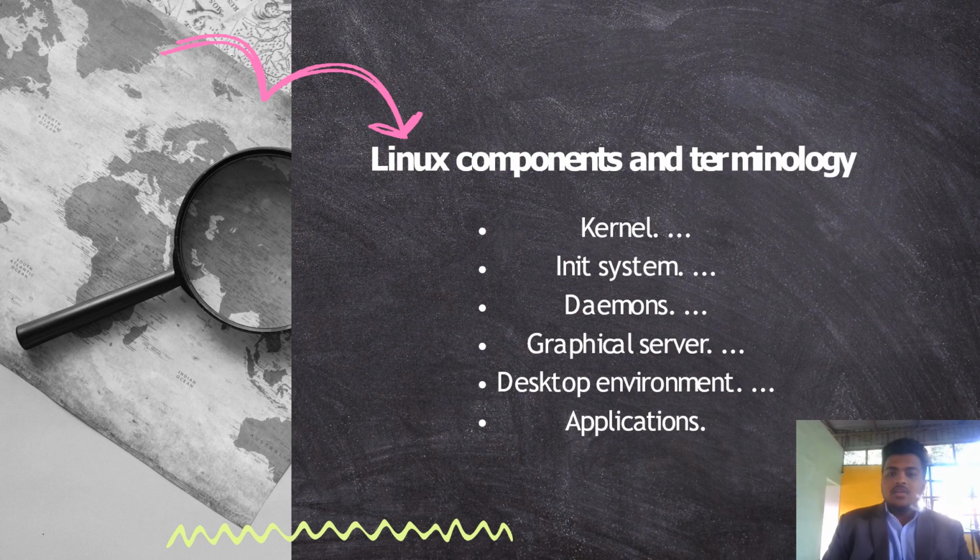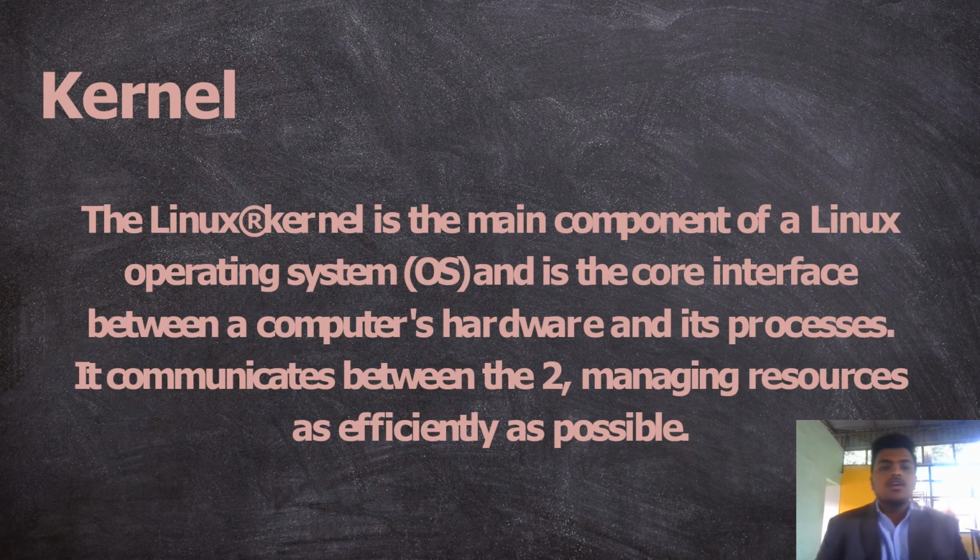Linux components and terminologies: kernel, init system, daemons, graphical server, desktop environment, applications. So let us see what the components are. Kernel. The Linux kernel is the main component of the Linux operating system, and is the core interface between a computer's hardware and its processes. It communicates between the two, managing resources as efficiently as possible.